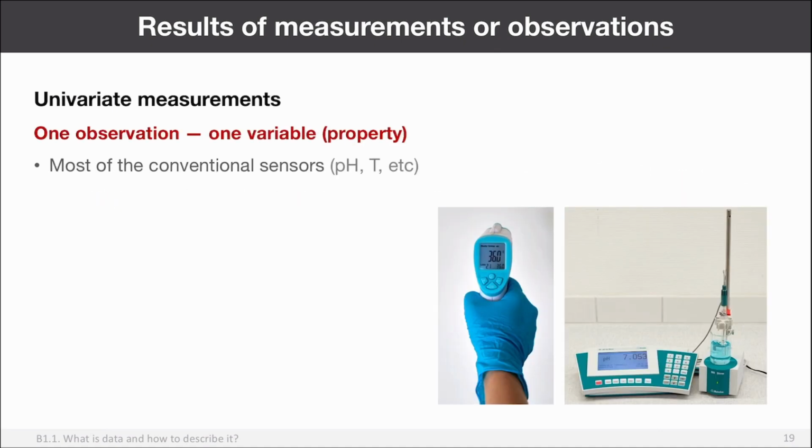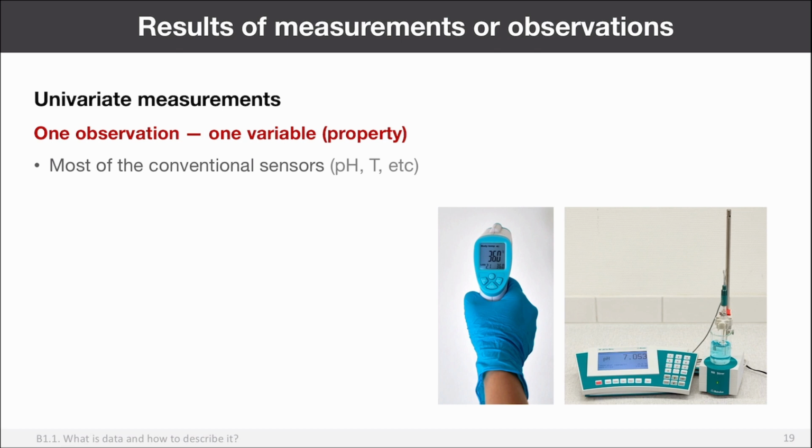Also, when you do the measurements, you either measure one property at a time, and that's most of the sensors that you use for your experimental work. They actually do this. They measure one particular property at a time, and that's what we call a univariate measurement. So we measure one variable.